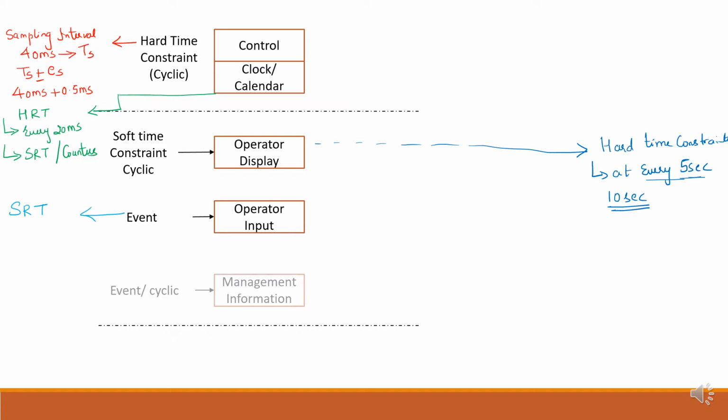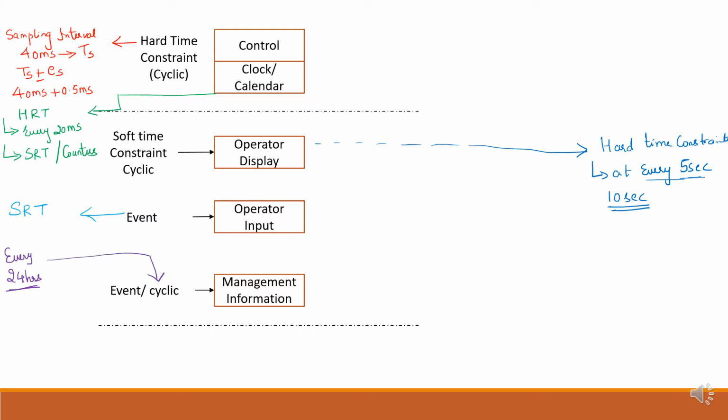Next we have management information. Management information is also a cyclic or event. Generally, management information is the one which gives information about average time, average time of output, average temperature obtained, and many other things, where it updates at every 24 hours. When it has to update every 24 hours, then the event will be cyclic.